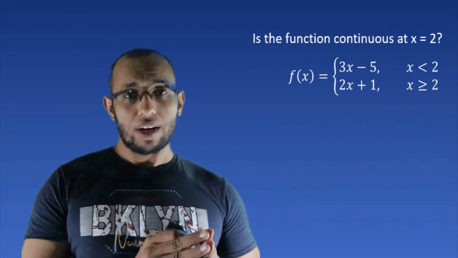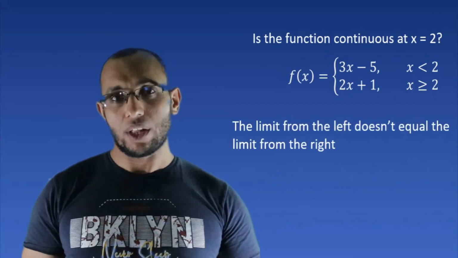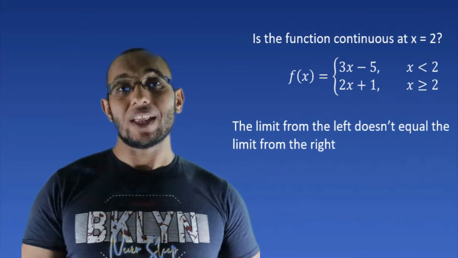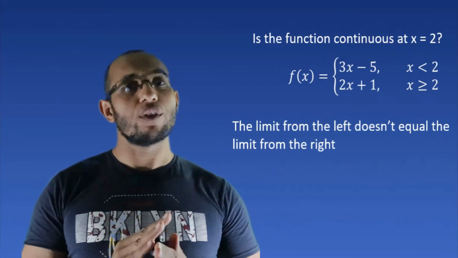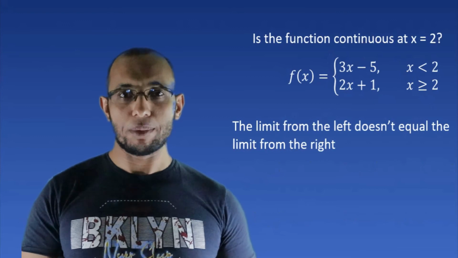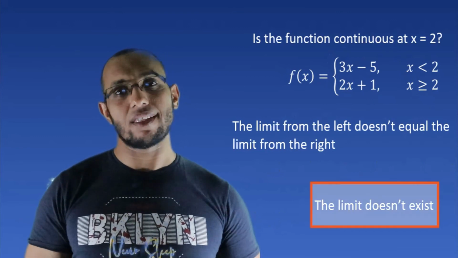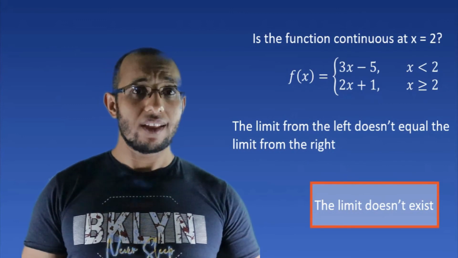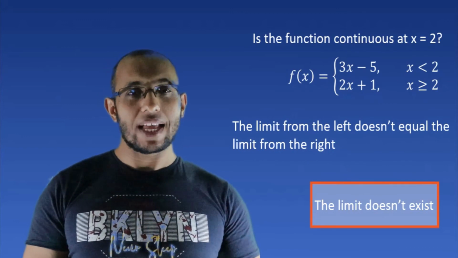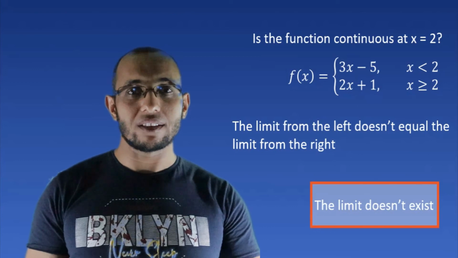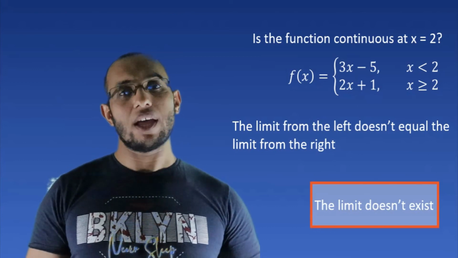Since the limit from the left doesn't equal the limit from the right, the limit doesn't exist, and there's no need to compare the limit and the value of the function as long as the limit doesn't exist. Thus, f is not continuous at x equals 2, but it's continuous at all other x values.